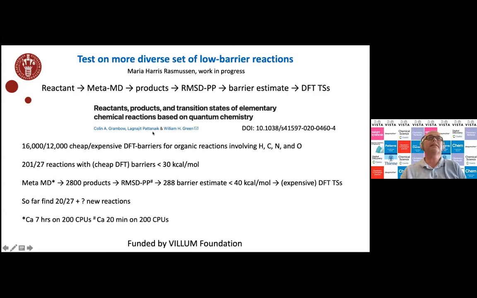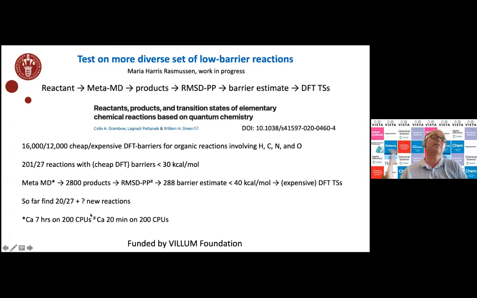Again, there's not a lot of data. There is this data set here from Grambow, Green, and co-workers, where they looked at a much larger set. With the expensive DFT, you have about 12,000 barriers. The problem is, out of these 12,000, there are only 27 low barriers, which are the barriers we're interested in. Nevertheless, we ran our metadynamics on this. We generated a lot of different products and found the barriers. 288 of those are relatively low in energy. We use a slightly higher cutoff here because this is just an estimate, and we've now sent these on as starting points for more expensive DFT calculations.